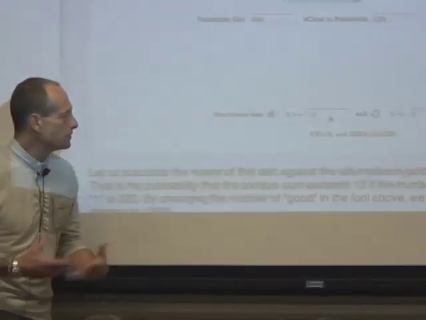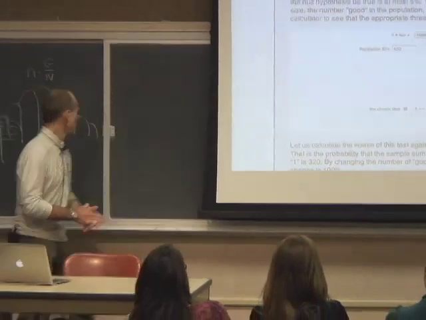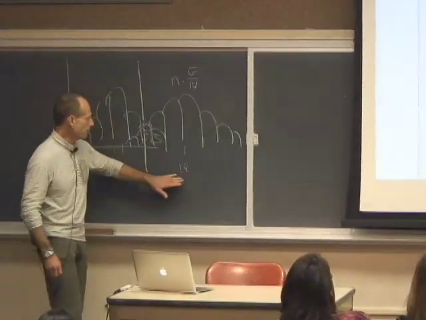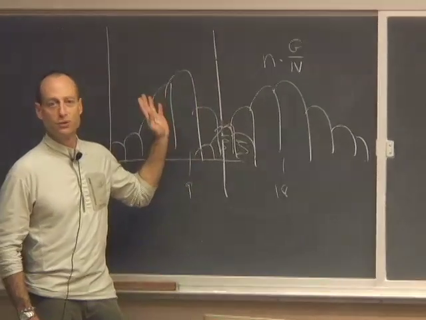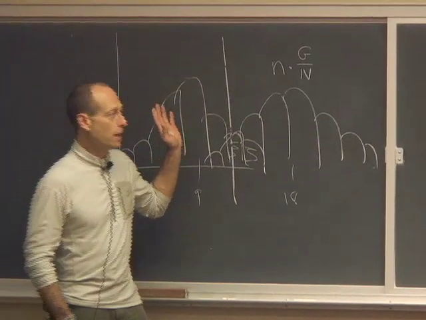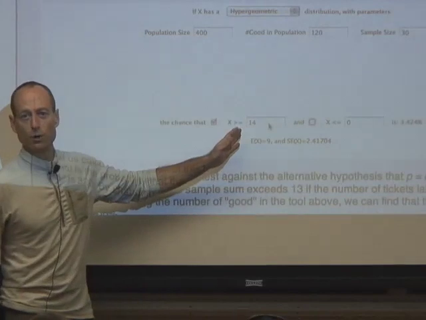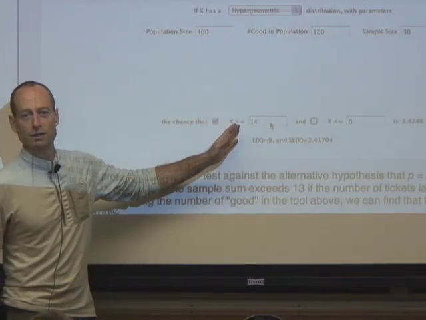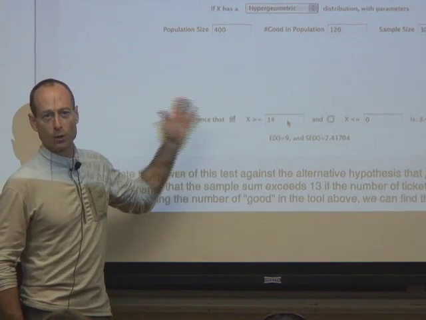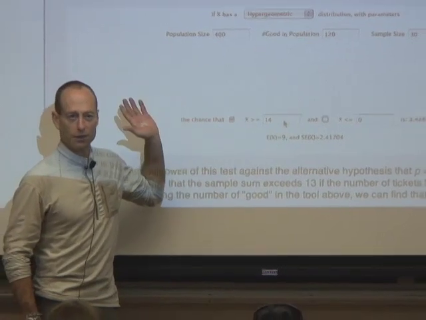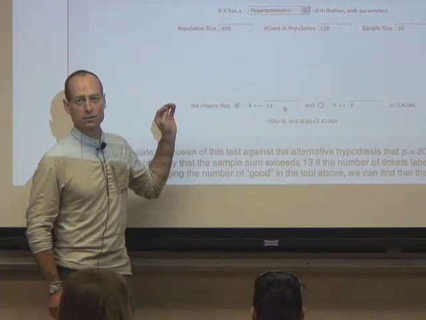All right, what's the power of this test against the alternative I mentioned, the alternative being that there's 60% ones in the box instead of 30% ones in the box? Right? My test is reject if x is greater than or equal to 14. What do I want to calculate to find the power against the alternative that there's 60% ones in the box instead of 30% ones in the box?